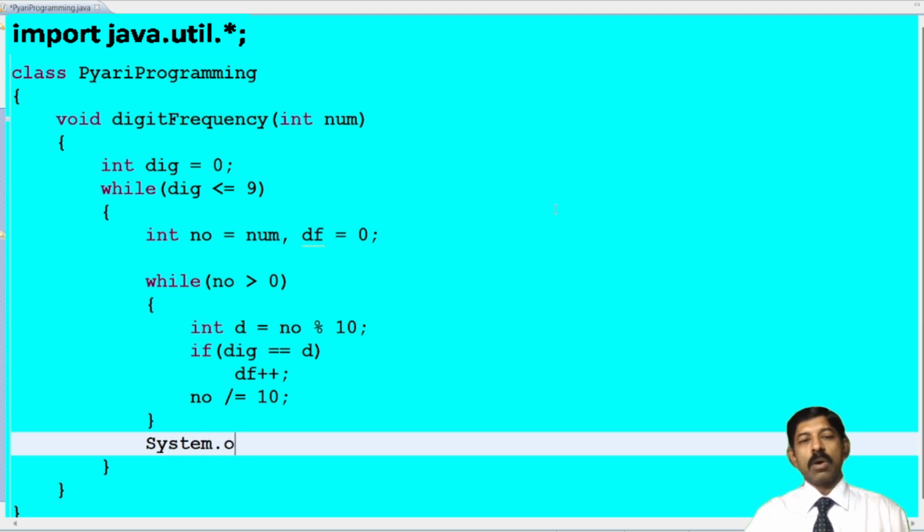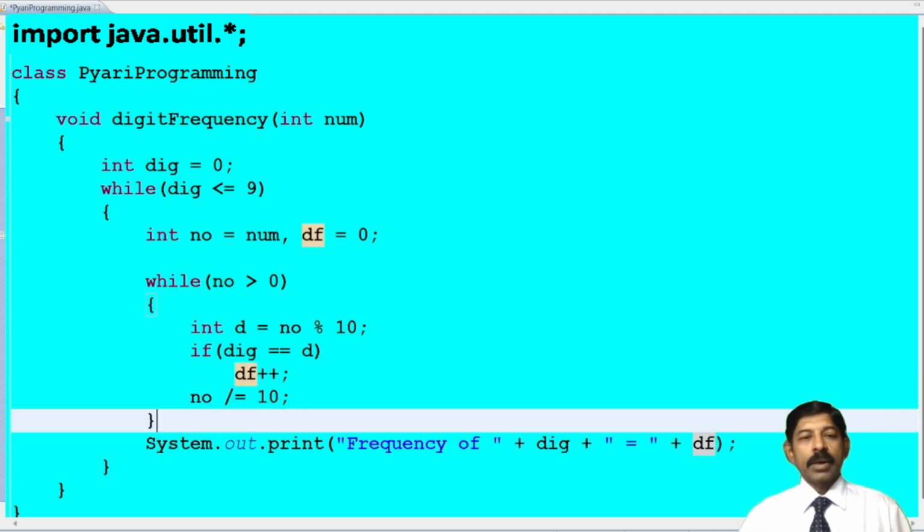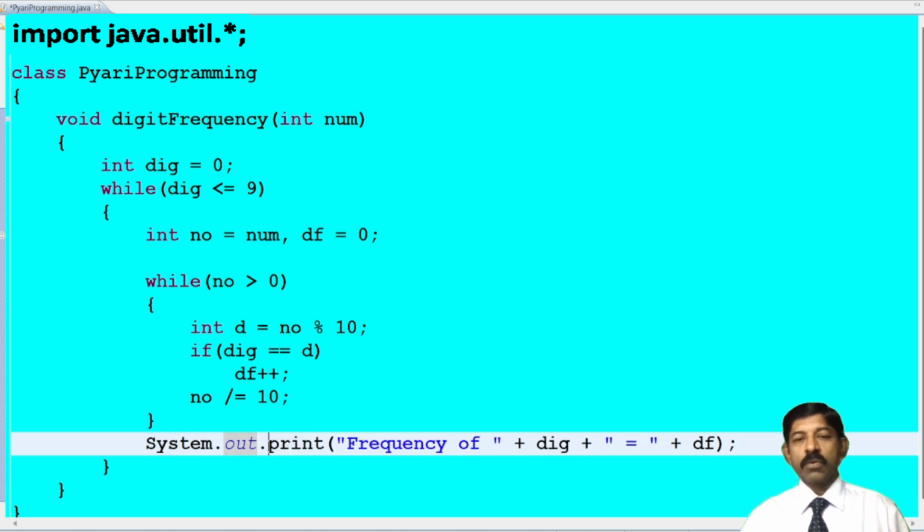So I will say System.out.print. I will give the message: frequency of, whose frequency I am finding, dig, frequency. I will say dig. Then I will put a message called equals to, where the frequency is available in df, which is my digit frequency. But if I display it like this, all the information will be displayed side by side. But I want more than one output, because first of all it will display frequency of 0, then frequency of 1, then frequency of 2, like this. So it must be println.